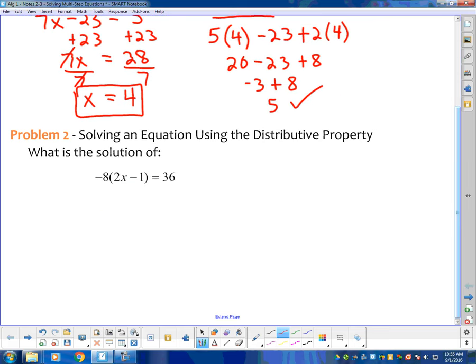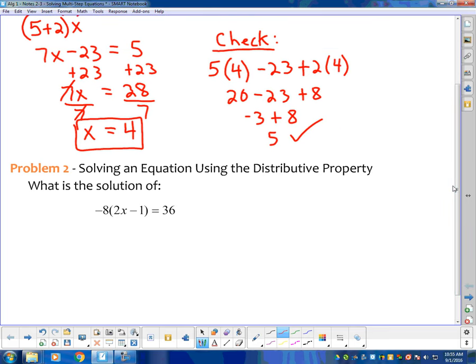All right, problem 2. We are going to use the distributive property before solving. And here's what the distributive property says. It says if we have a number or letter outside of the parentheses and two terms or more inside the parentheses, we've got to make sure we multiply that term outside the parentheses by each and every term inside the parentheses. And in this case, then we have negative 8, and we're going to multiply that by 2x. And we also have, let's put a plus sign here.